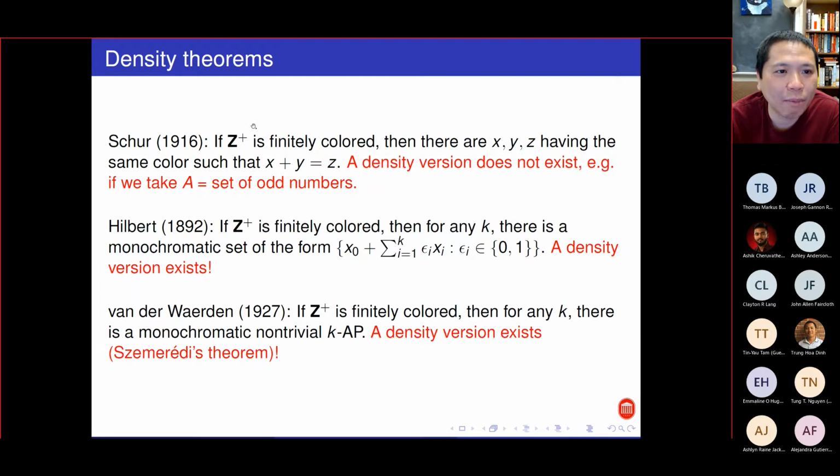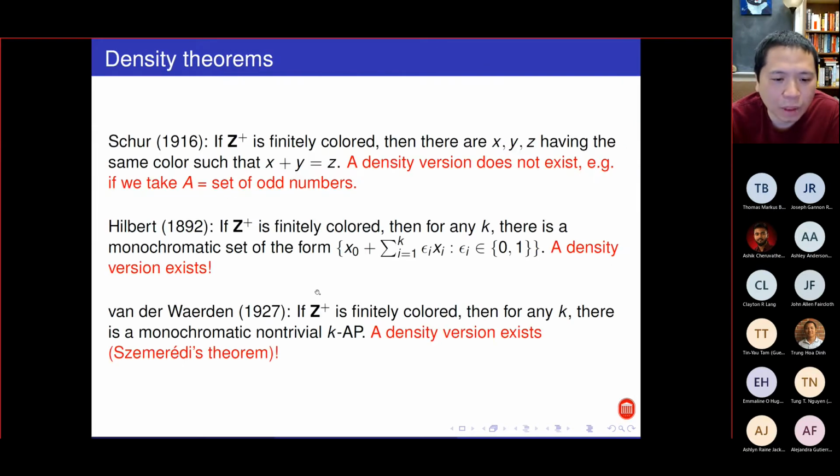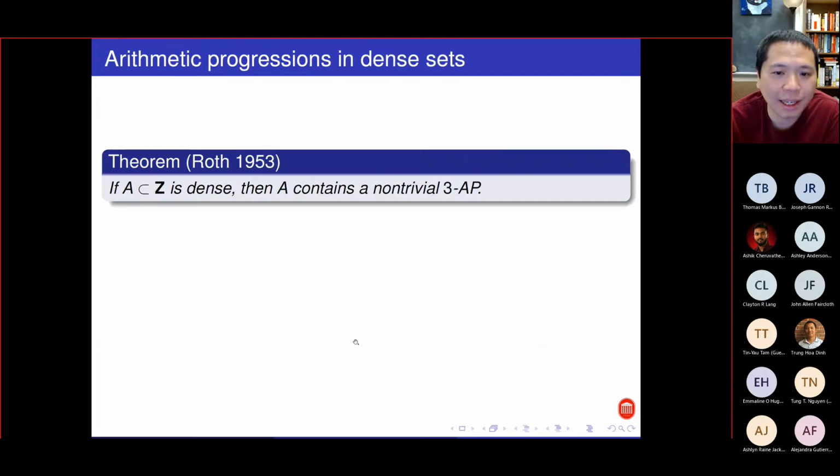All right. So let's now talk about more density theorems. Probably the first result in this area was due to Roth, who proved a special case of Szemerédi's theorem for 3-term arithmetic progressions.